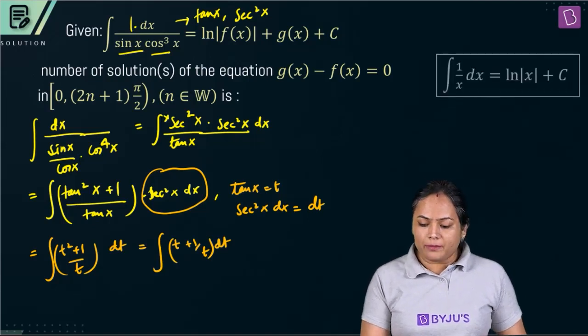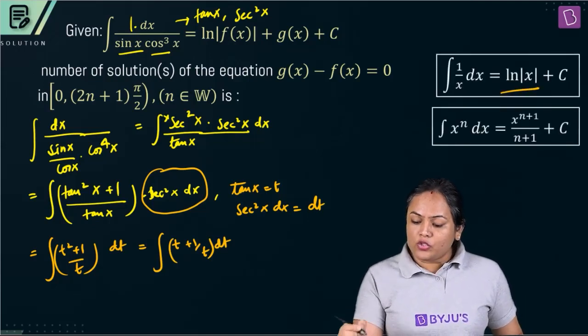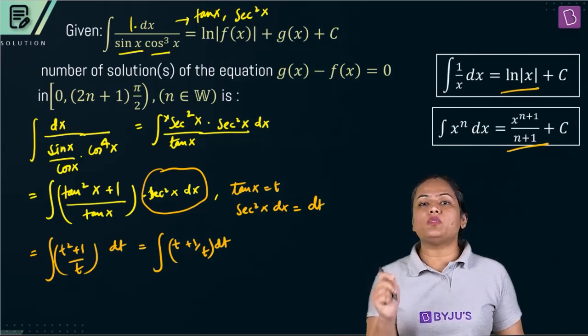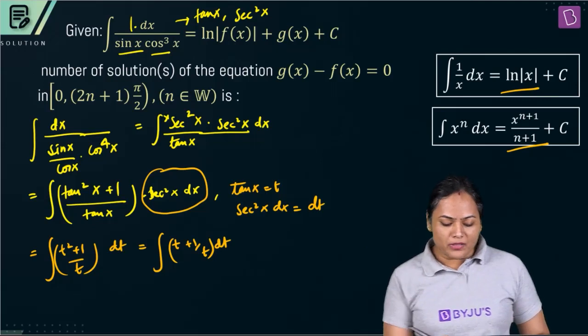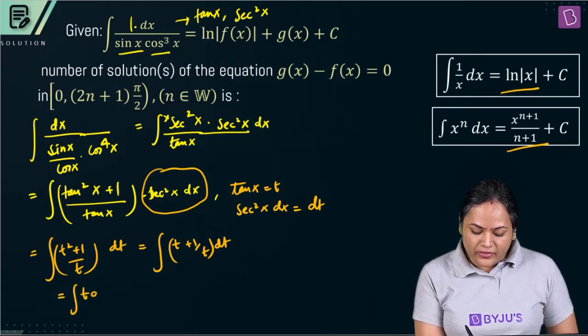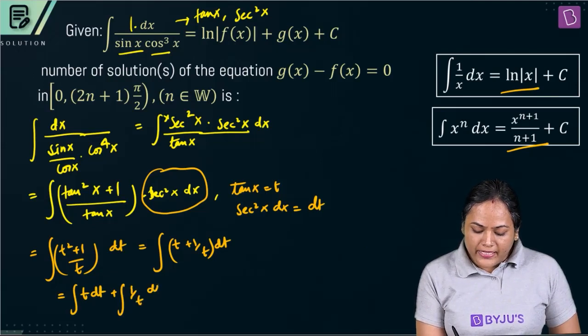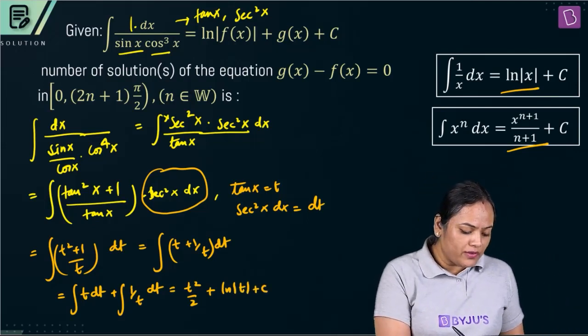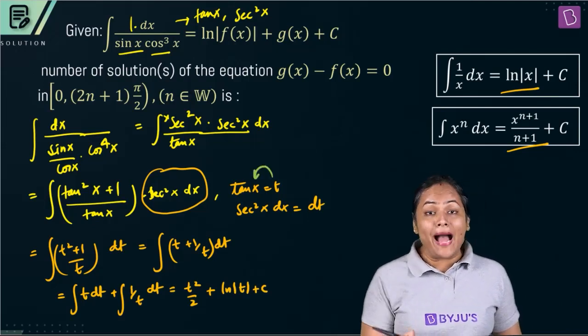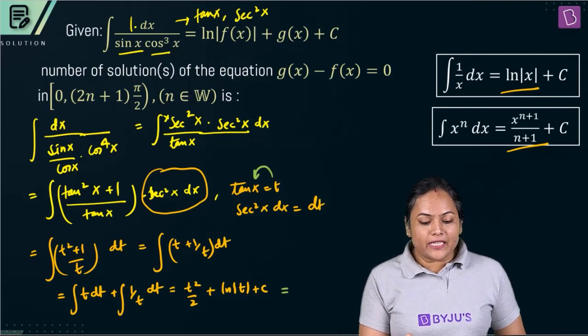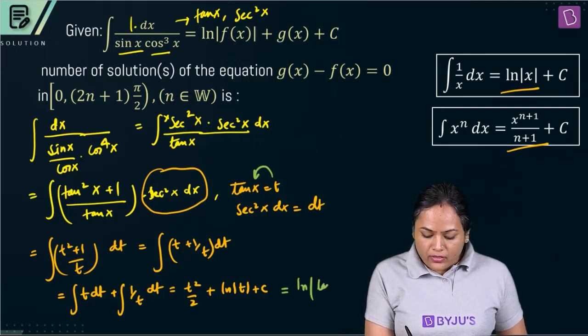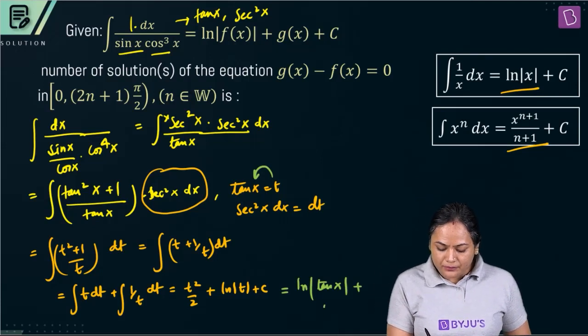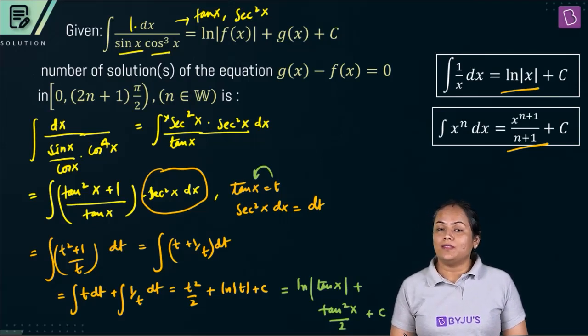And we know the formula: integration of 1 by x is ln mod x. Integration of x raised to n is x raised to n plus 1 upon n plus 1. So when I apply the formula, it's going to become integral of t dt plus integral of 1 by t dt, which will be t square by 2 plus ln mod t plus c. And now, since we have got the integration, we'll substitute back the value of t. So the final integration comes out as ln of mod tan x plus tan square x by 2 plus some integration constant. Have you understood?